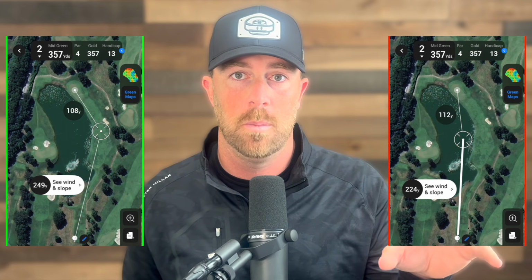A tiny 3-degree change in swing path from one swing to another can equate to a miss with your driver of up to 30 yards or more. This can mean the difference between a ball sitting pretty in the fairway or having to take a penalty stroke for a lost ball in the woods or water.